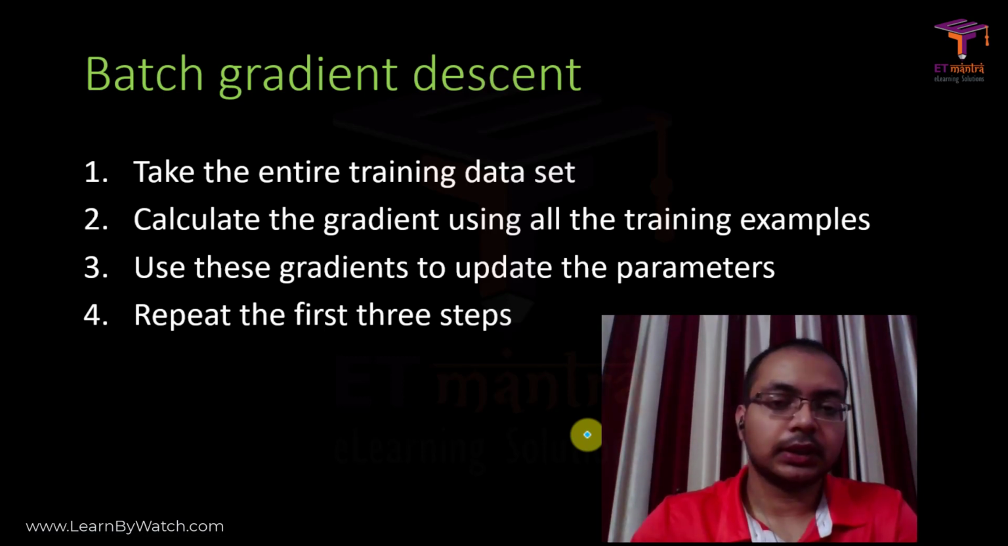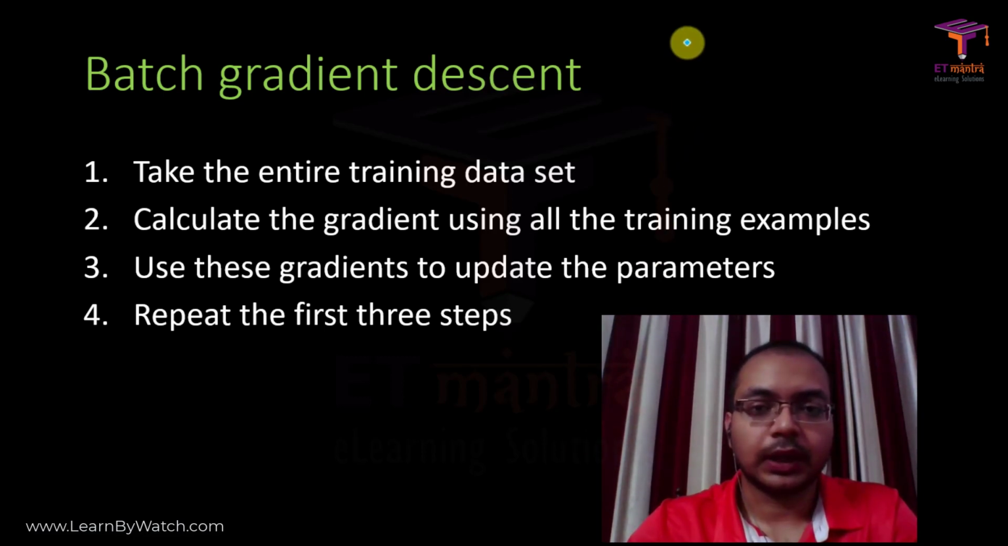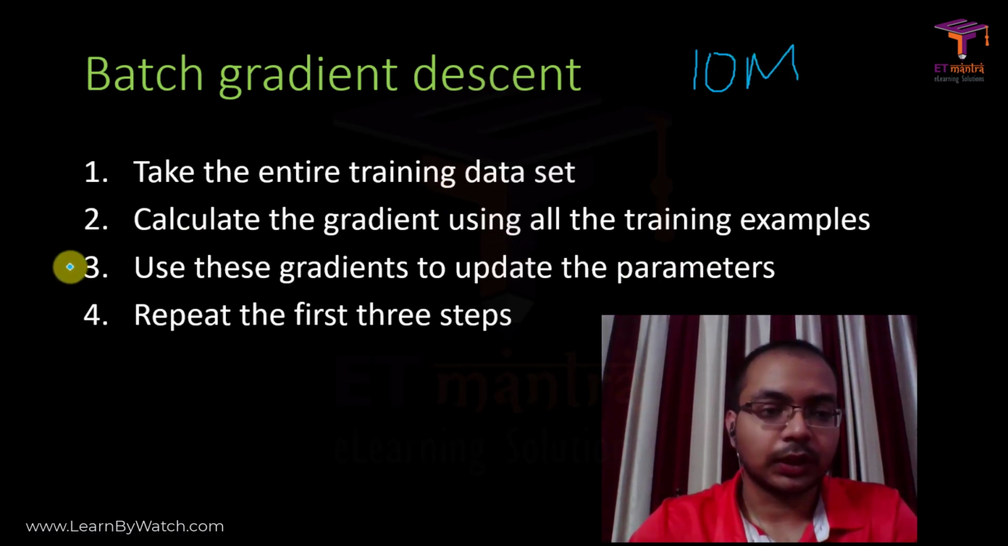So the disadvantage here is that suppose we have a large data set which has 10 million examples. So for one update of theta, we have to find the gradients using all these 10 million examples, and computing the gradients for all these 10 million examples will take a lot of time.